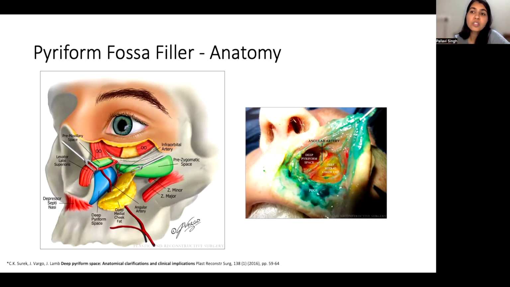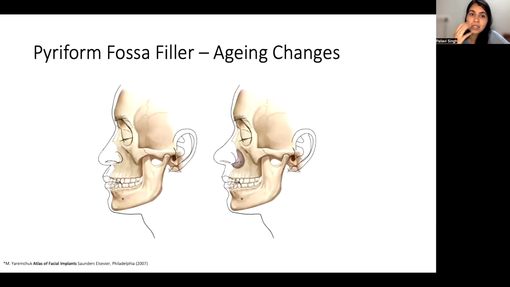And the vascular structure that we need to be cognizant about in this area is the angular artery, which runs in the roof of the space. So what happens with age is the maxillary bone gets resorbed, as you can see here, and the nose tends to go back, leads to elongation of the philtrum, and the lips also tend to evert out. Not a very good look.